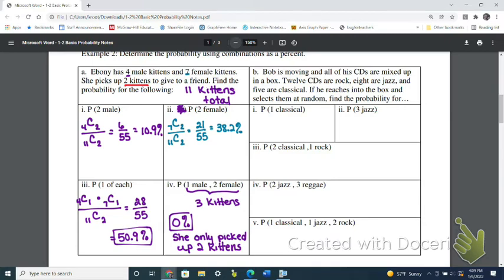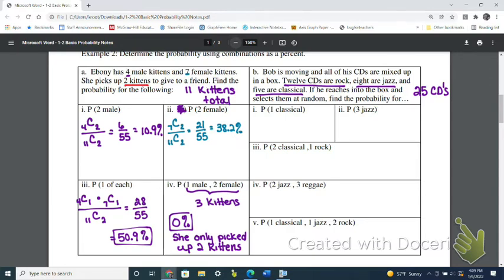Coming over to the next one, Bob is moving and all of his CDs are mixed up in a box. 12 CDs are rock, 8 are jazz, and 5 are classical, so that he has 25 CDs altogether. He reaches into a box and selects them at random. It didn't say how many he selected, so that isn't going to play into account like the kittens did, when she picked up 3 kittens and she said she only picked up 2. So it doesn't say he's only picking so many. So any number is fine.